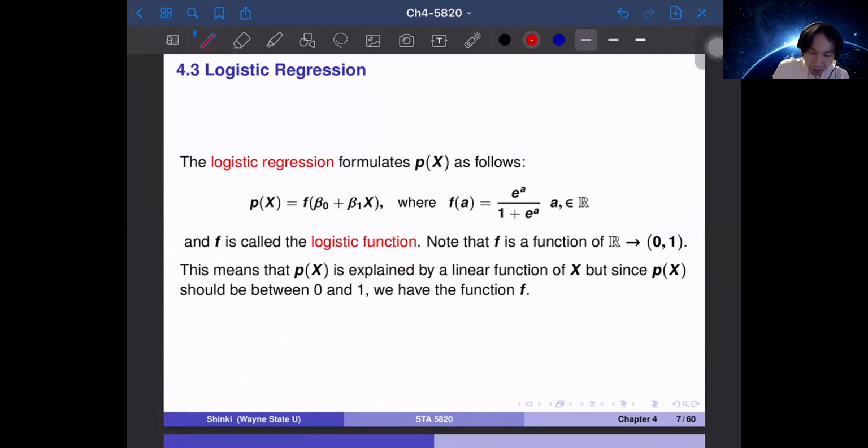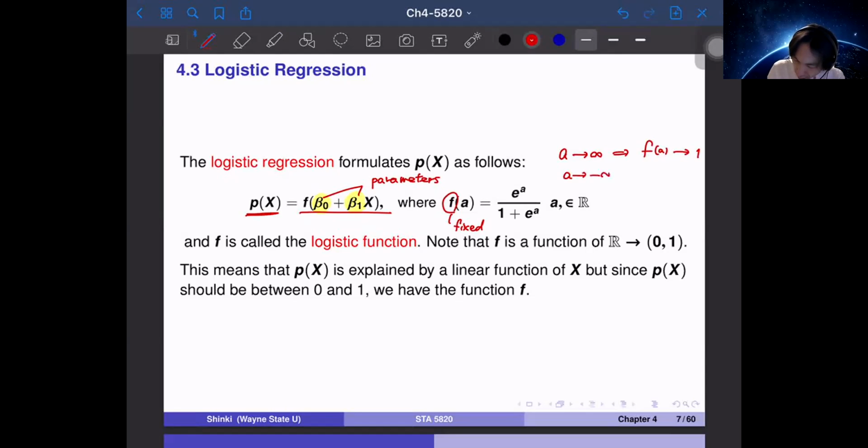The logistic regression assumes that the probability of y equal to 1 is represented by f of beta naught plus beta 1 x. Here, beta naught and beta 1 are parameters, and f is a fixed, deterministic function. f of a is e to the power a over 1 plus e to the power a. You can see that when a is very large, a goes to infinity, then f of a goes to 1.